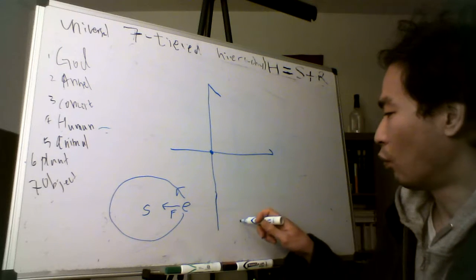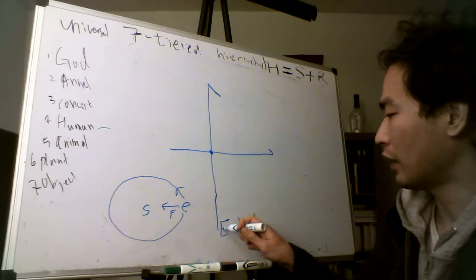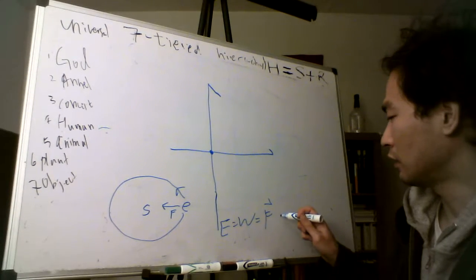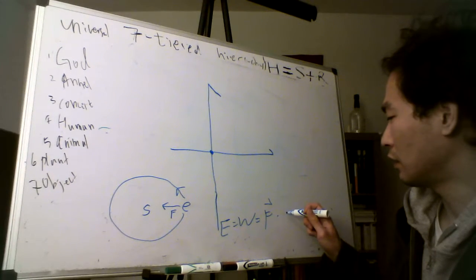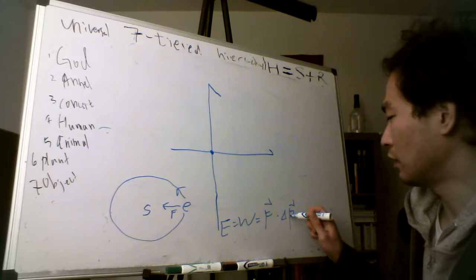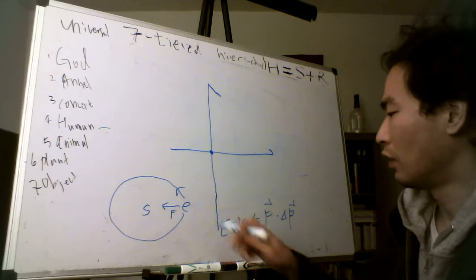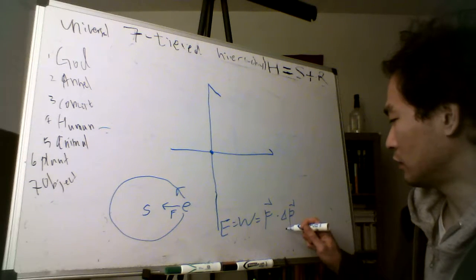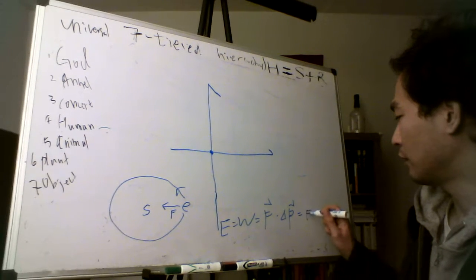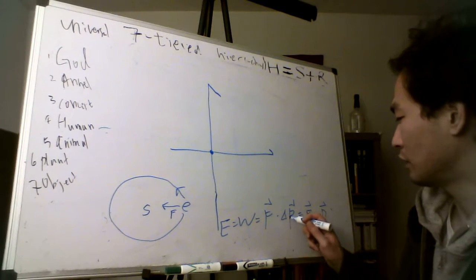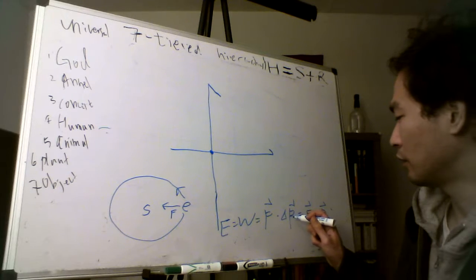Displacement. So work is just energy. Okay, energy is equal to work in physics. It's a force dot product displacement, which is a delta position vector. Okay, this is the definition of work. So force is that way, and this is the displacement vector. Okay, so F vector times displacement vector, which is the difference of a position vector.